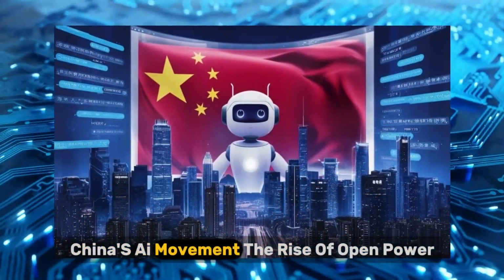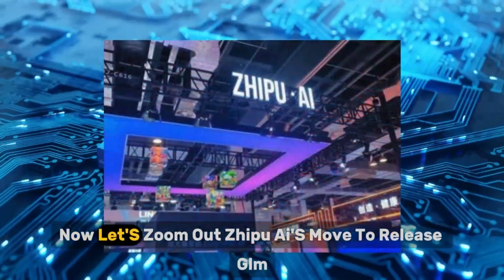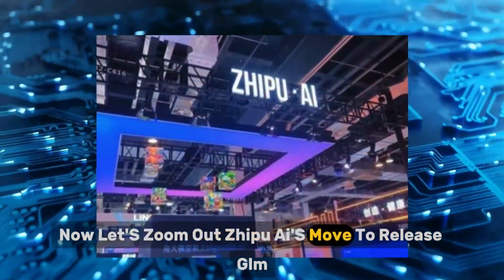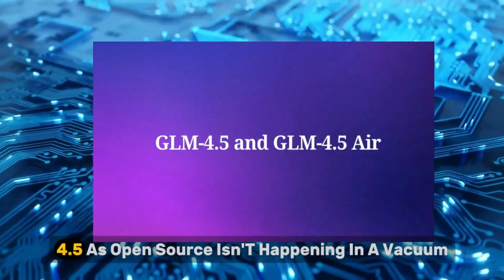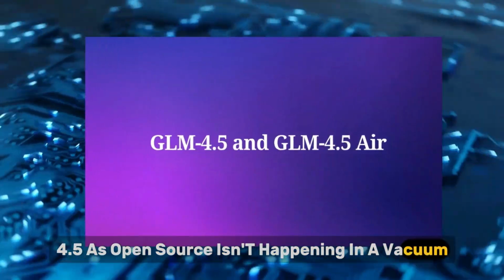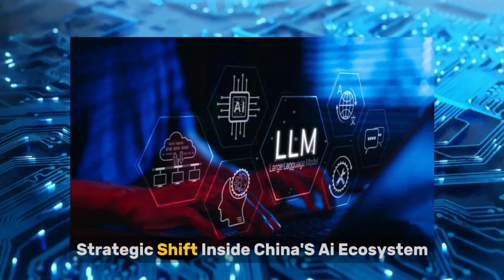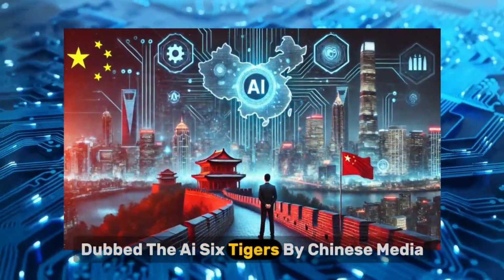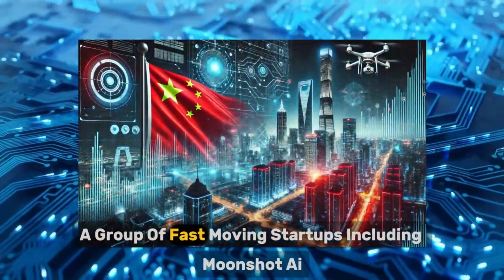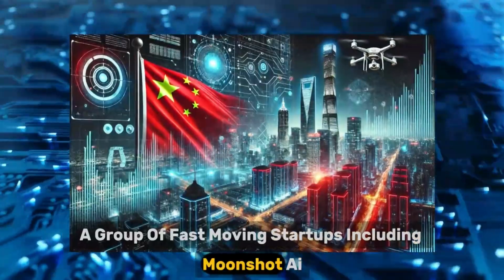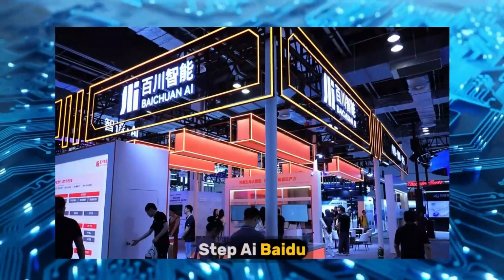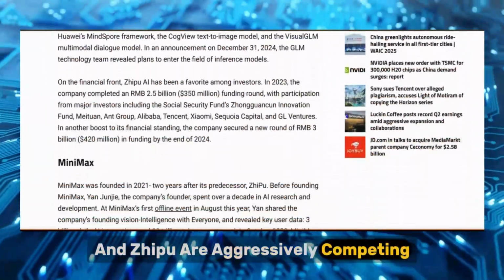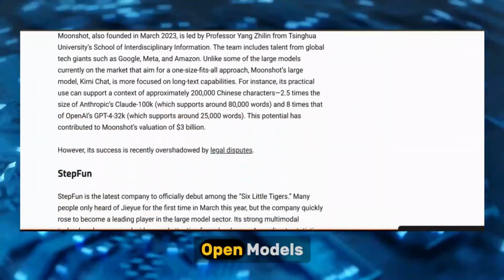China's AI movement, the rise of open power. Now let's zoom out. Zhipu AI's move to release GLM 4.5 as open source isn't happening in a vacuum. It's part of a broader strategic shift inside China's AI ecosystem. Dubbed the AI Six Tigers by Chinese media, a group of fast-moving startups, including Moonshot AI, Step AI, Baichuan, and Zhipu, are aggressively competing by pushing out high-performance open models.